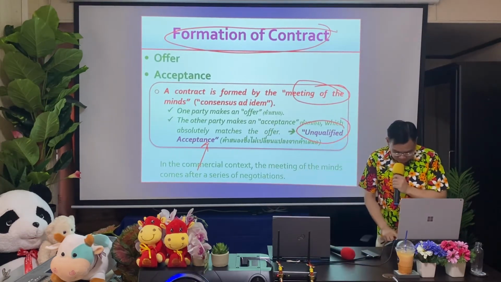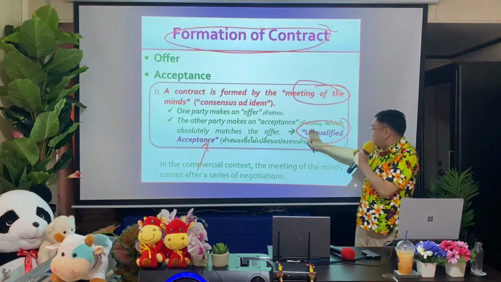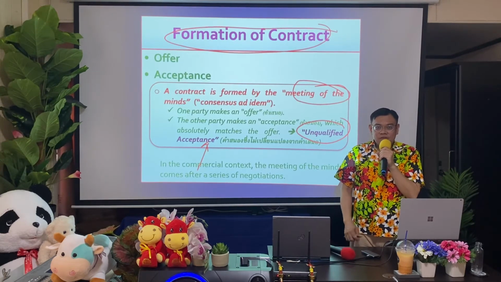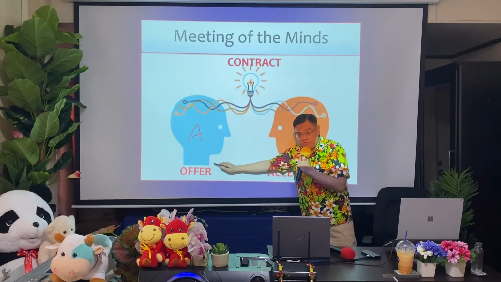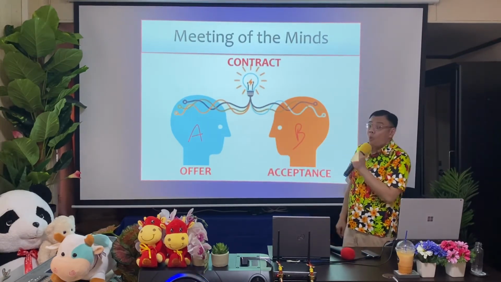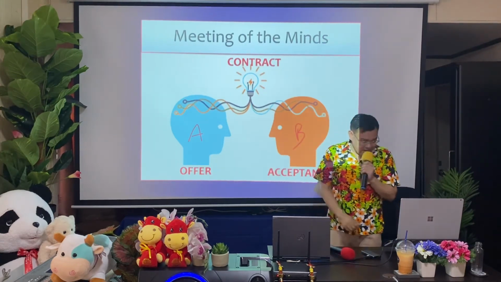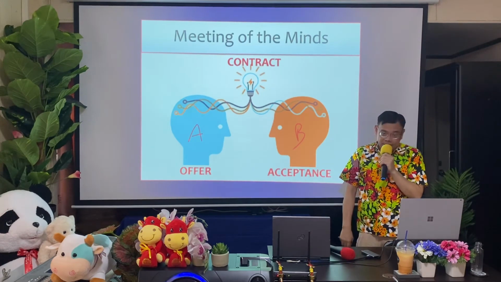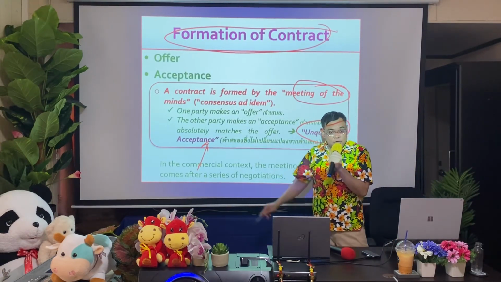But if you accept the offer with some change, that is a qualified acceptance, and that is not going to lead to any formation of a contract. If A makes an offer and B accepts this offer with some modification, that acceptance does not match the offer completely, so in this case we do not yet have the meeting of the minds, simply because B's acceptance differs from A's offer. In that case, there is no contract. So in order for a contract to be formed, the acceptance must match the offer completely without any modification, okay? We need to have an unqualified acceptance in order for a contract to be formed.